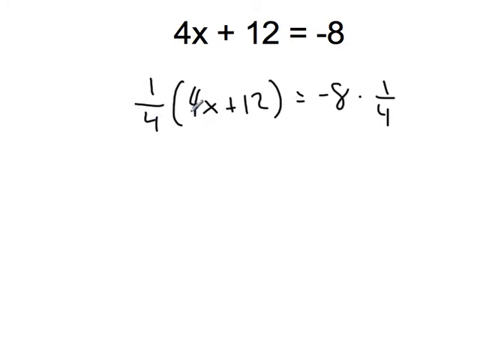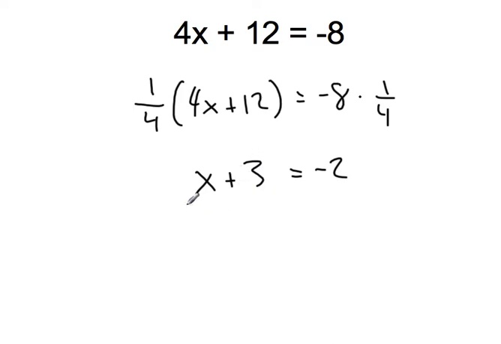So 1/4 times 4 is 1 times x is x. 1/4 times 12, or 12 divided by 4, is 3. So distributing this 1/4 gives me x plus 3 on the left side. And then negative 8 times a fourth, or negative 8 divided by 4, is negative 2. And then all I have to do is get rid of this 3.